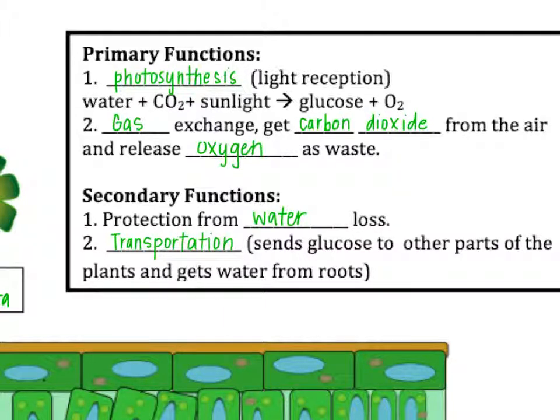The other purpose of the leaves is gas exchange, which means they get carbon dioxide from the air and let oxygen out into the air as waste, which is the oxygen that we then breathe. That's why we say that trees and other plants produce oxygen. Other functions for the leaves are they protect from water loss, and they're responsible for transportation a little bit, so they send some glucose to other parts of the plant.